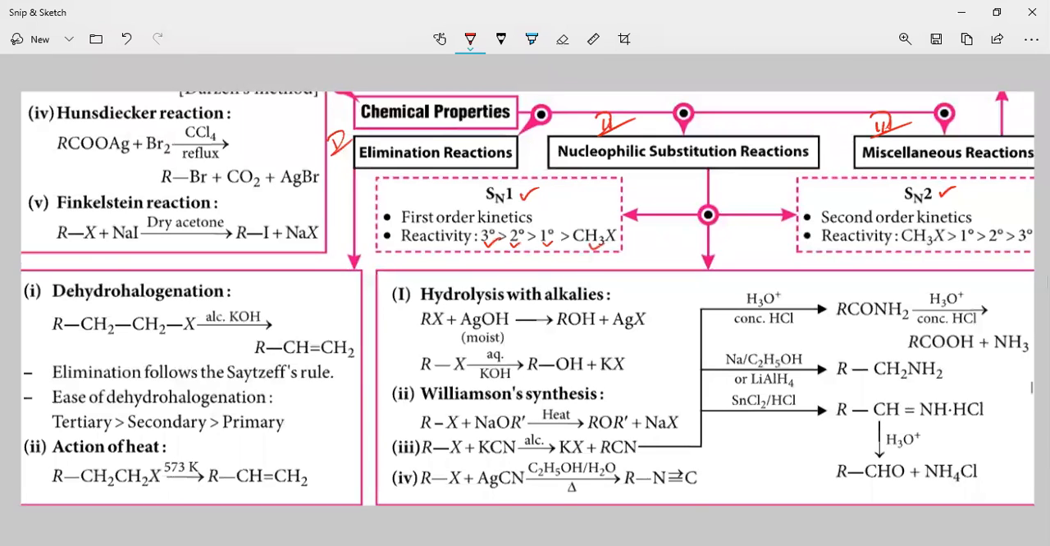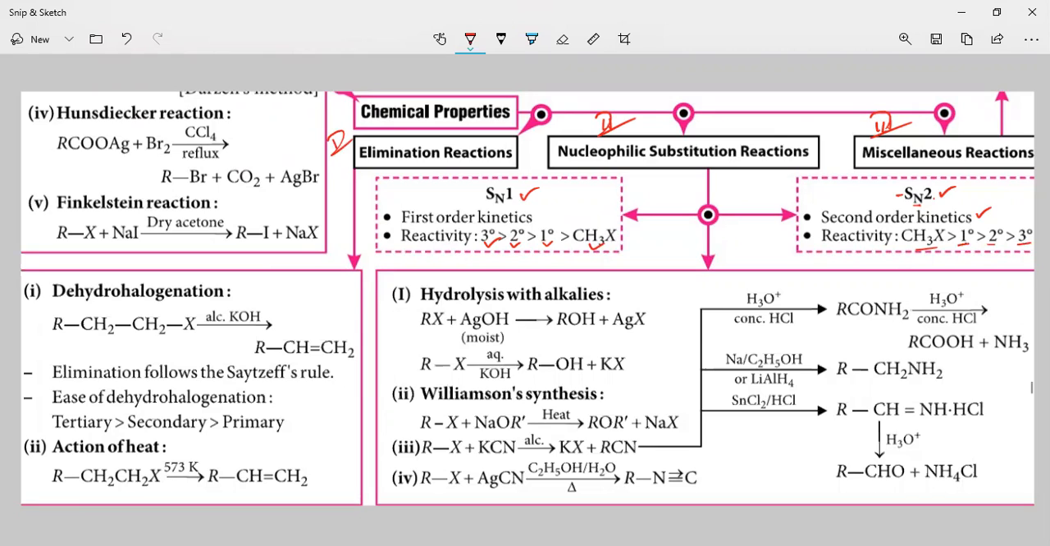SN2 type of reaction, that is bimolecular nucleophilic substitution reaction, follows second order kinetics. Which order kinetics? Second order. The reactivity is that methyl halide is more reactive compared to primary, primary is more reactive compared to secondary, and then tertiary. The reverse of SN1 is SN2. And here we can see the nucleophilic substitution reactions.